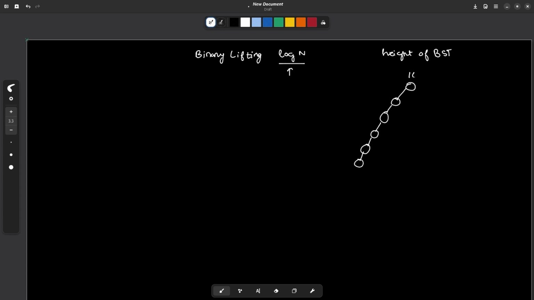Let's say this was the first element, 100, then 90, then 80, then 70, then 60, and then 50. You see all the elements are being inserted to the left, and it will form a structure like a linked list. In this case, the height of the binary tree will be equal to the number of elements. So in the worst case, the approach where we are focusing on the height of the binary search tree will be equal to O of n. But binary lifting will always give us log of n. So this is always better, but it is an advanced level topic.